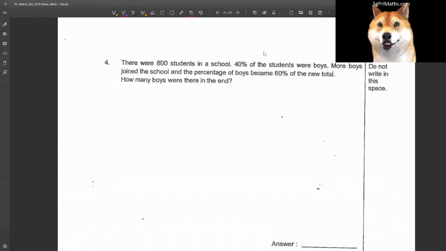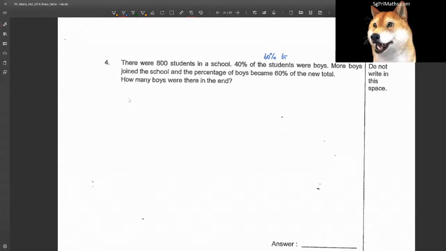There are 800 students in the school. 40% of the students were boys. That means 60% were girls. More boys joined the school and the percentage of boys became 60% of the new total. This means that the number of girls remains the same. How many boys were there in the end?